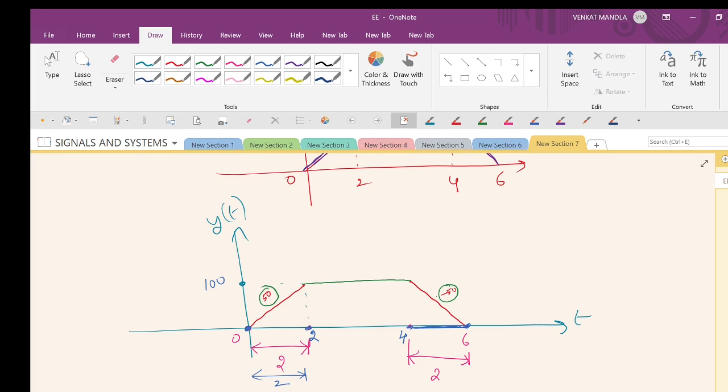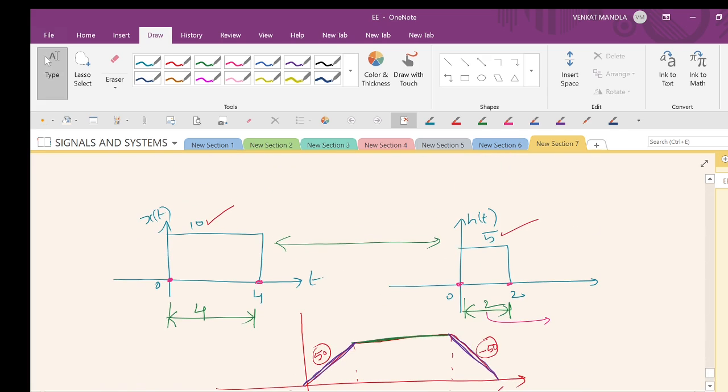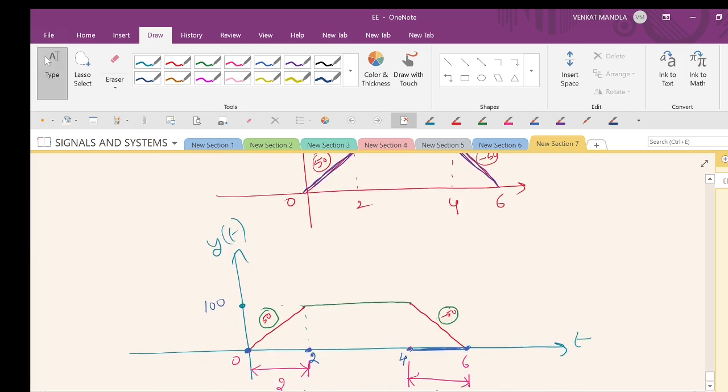So if these two pulse widths are unequal, then we will get a trapezium. That's it. We'll give one more example.